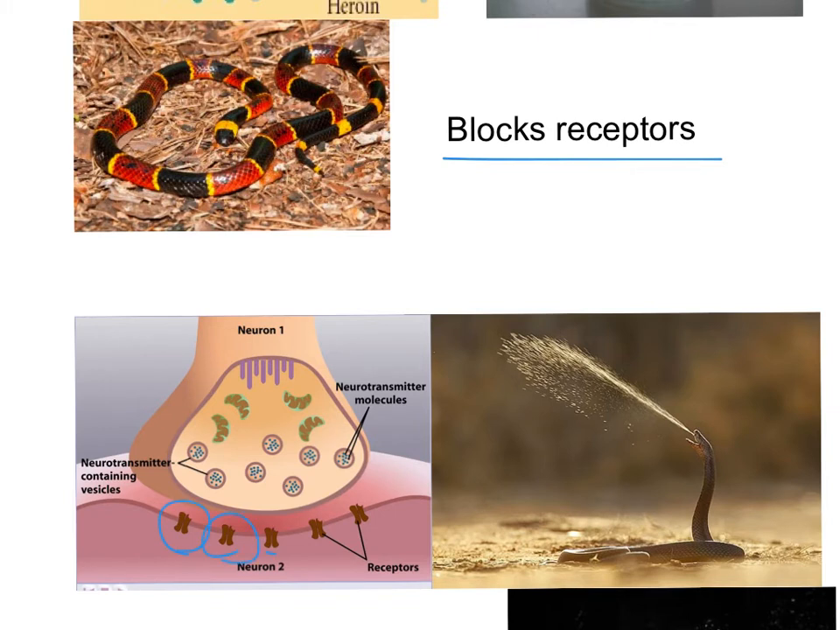Again, the receptors on the neighboring neuron or on the neighboring muscle would become blocked with a chemical that is similar in shape to the neurotransmitter, preventing the neurotransmitter from binding.